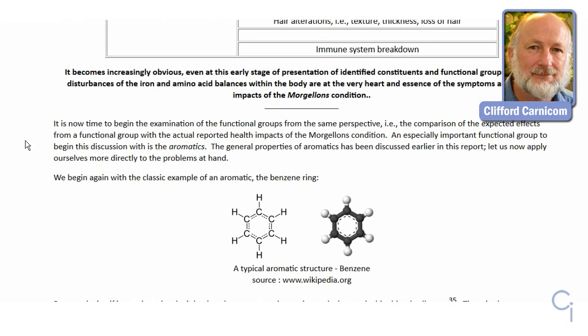And look at that, there's the first sentence. It's great that she asked that, because this is how I tried to make the transition. There's a little horizontal line there, and it starts out with this: "It is now time to begin the examination of the functional groups from the same perspective, i.e. the comparison of the expected effects from a functional group with the actual reported health impacts of the Morgellons condition." So that was the lead-in.